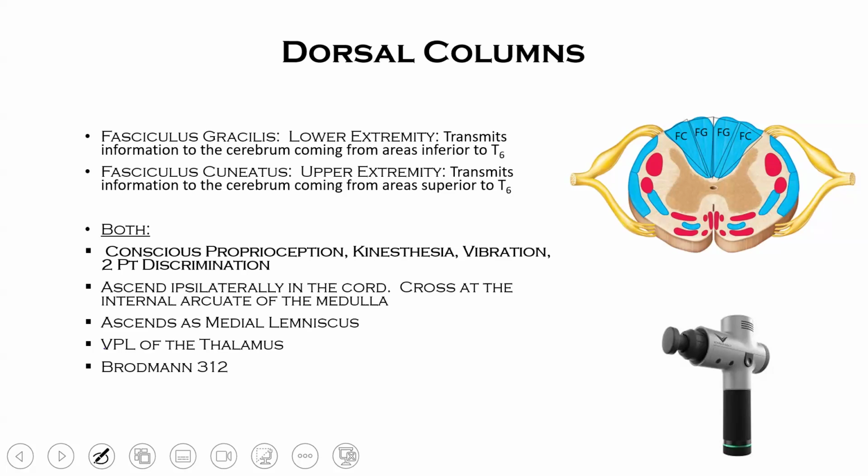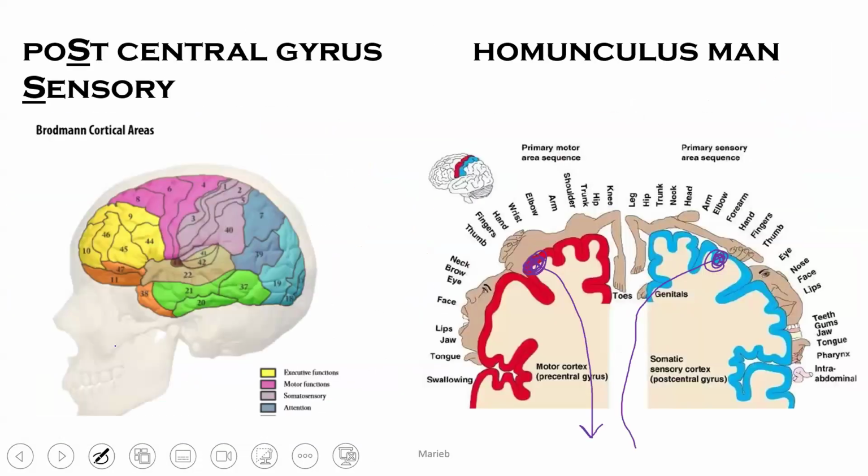So ipsilaterally in the spinal cord, it's going to cross over at a specific spot in the medulla oblongata of the brainstem. It's going to go up that medial lemniscal pathway, right through that medial lemniscal middle ribbon that we saw, up into the thalamus and into that same sensory area right here, this Brodmann's 3-1-2 area. So if it's hand, it's here. If it's foot, it's landing over here.